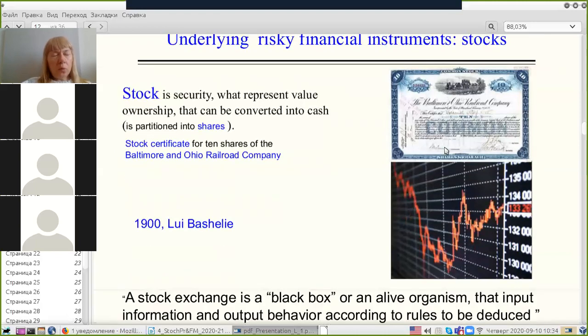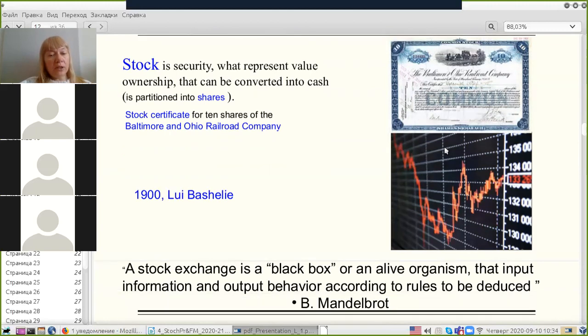And what is interesting is that in 1900, Louis Bachelier, a French mathematician, was the first who considered the motion of stock prices as a stochastic process. And as Mandelbrot wrote, a stock exchange is a black box or a live organism that takes in information and outputs behavior according to rules to be deduced. So to know these rules is very important, and a lot of scientists, a lot of companies wanted and now want to guess these rules.